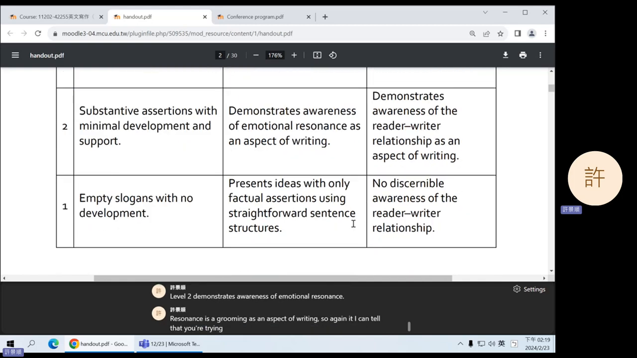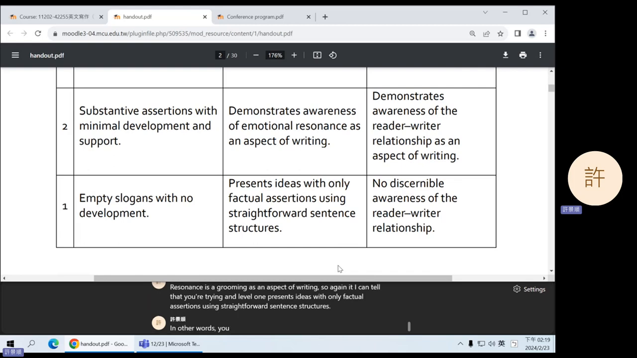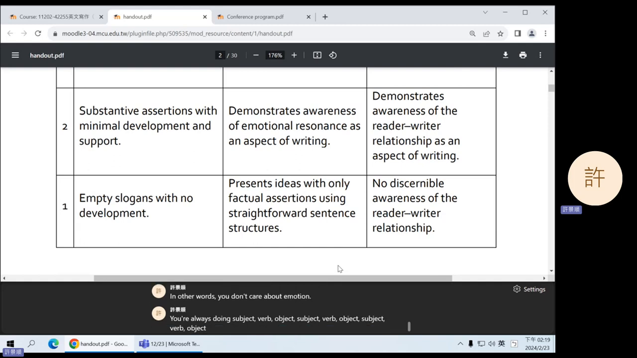And level 1 presents ideas with only factual assertions using straightforward sentence structures. In other words, you don't care about emotion. You're always doing subject, verb, object, subject, verb, object, subject, verb, object. No examples. You just say stuff and you leave it. That's level 1.